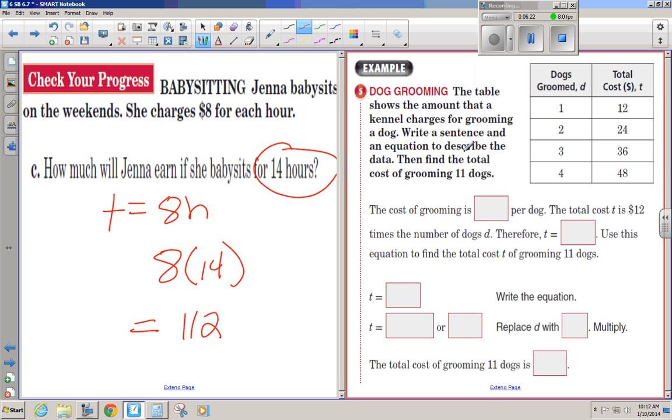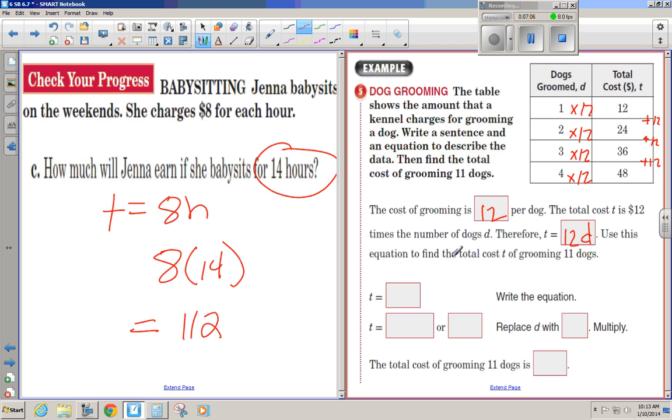All right, we should almost be done. Take a look at this. This is a dog groomer and the total cost. You can see each time we're adding 12, which means from the input, we're multiplying the inputs by 12. So the cost of grooming is $12 per dog. For one dog, it's 12. The total cost, T, is 12 times the number of dogs. Therefore, the equation is 12D.